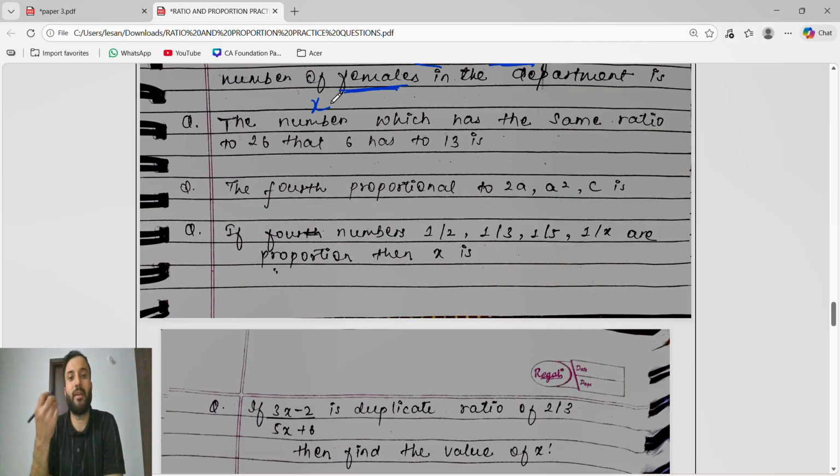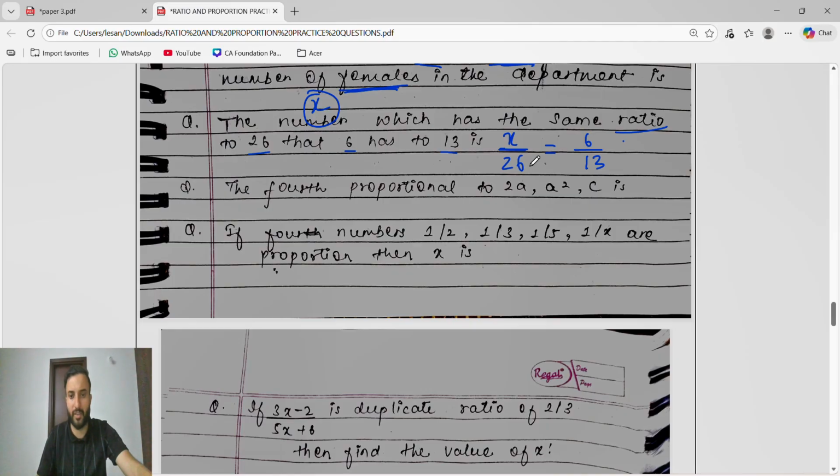Now next, the number which has the same ratio. I will take the number as x. The number x has the same ratio to 26 that 6 has to 13. See, again a ratio question. This is another important question. So x is the number which has the same ratio to 26 that 6 has to 13. So we have to find the value of x, guys.